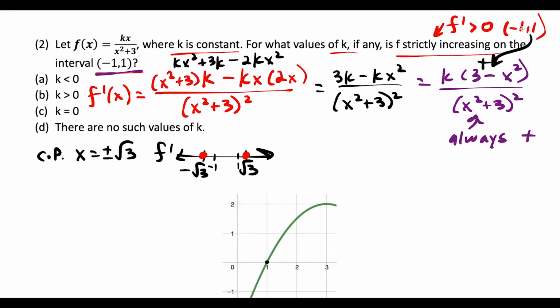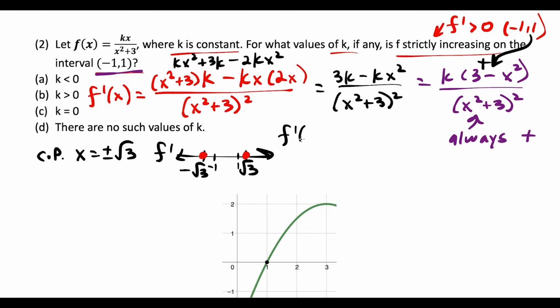Because let's say you plugged in x equals 0, you'd have 3 minus 0 is 3. If you plug in the endpoints, negative 1 and positive 1, you'd have 3 minus negative 1 squared, which is 1. This would work out to 2, and then 3 minus 1 squared would be positive 2. So no matter what we plug in for x between here and here, that factor is always positive. So then now we just have to do the sign analysis.